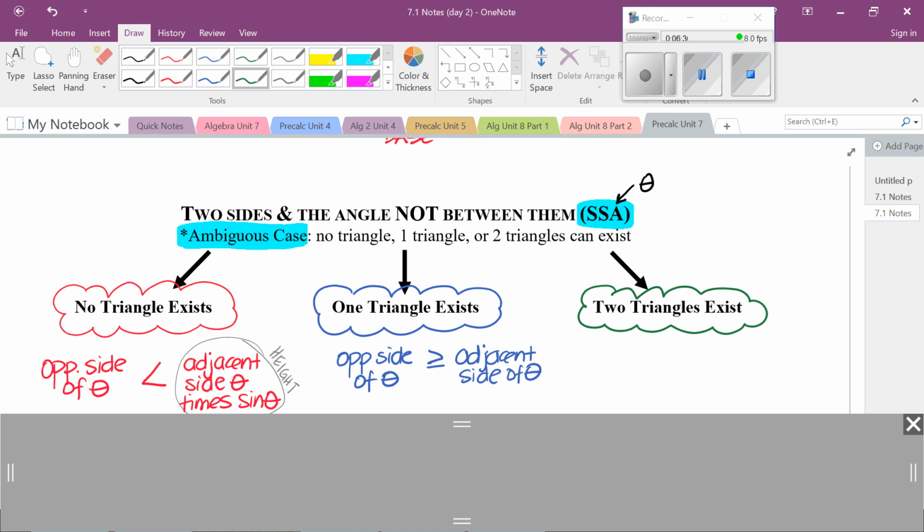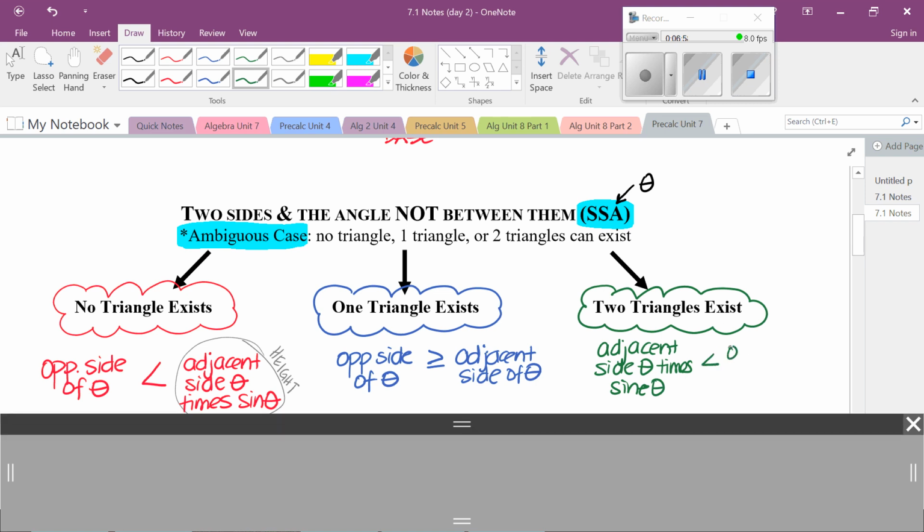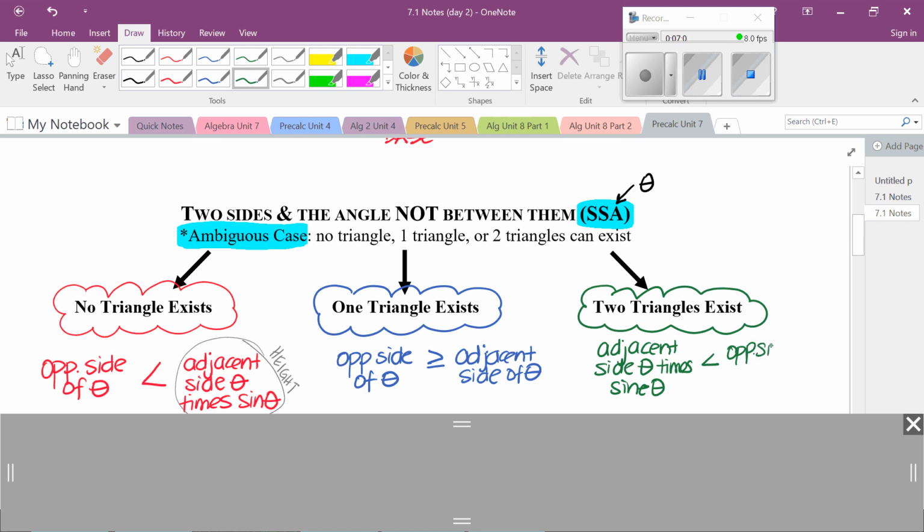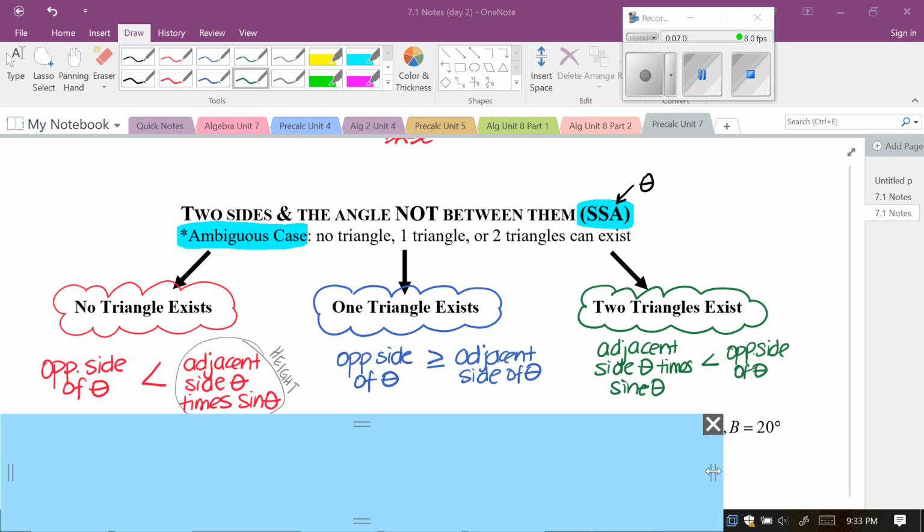And last, you will have two triangles possible if the adjacent side from theta times the sine of theta, the height, is less than the opposite side of theta, and that is also smaller than the adjacent side.